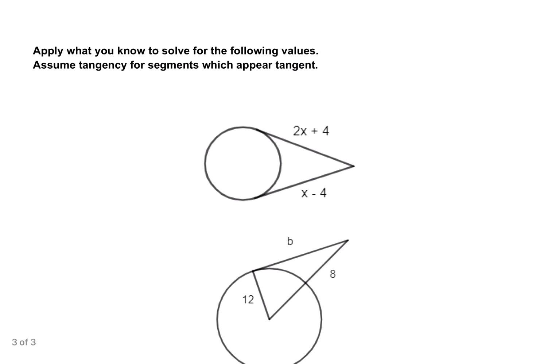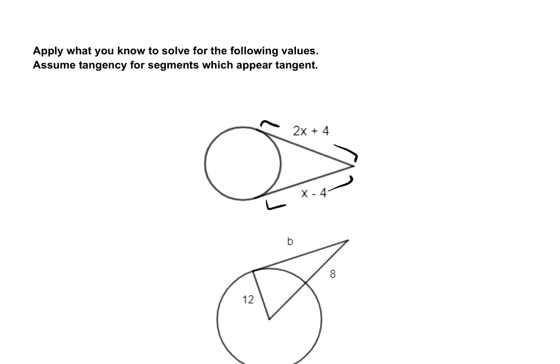Last thing for today, we're just going to do a couple examples. Apply what you know to solve the following values. Assume tangency for segments which appear tangent. So this one looks tangent, and the instructions are telling us that it must be tangent. Now, 2x plus 4 describes the length of this segment, and this one describes the length of this segment.